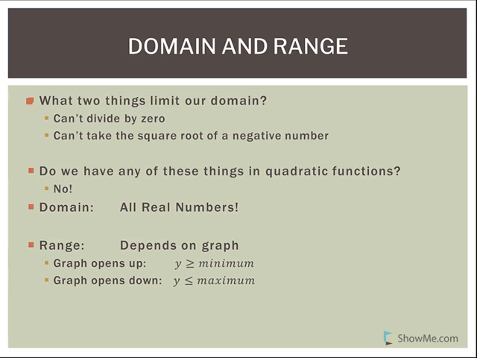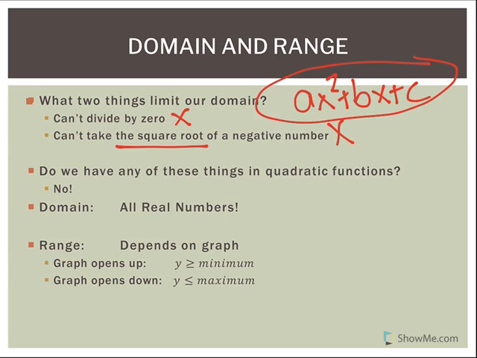So, things that limit our domain: dividing by 0. Well, if I ever have x squared plus bx plus c, am I ever dividing by an x? No, so this one can't happen. Do I have a square root anywhere in my equation? I don't. So if those are the only things that limit my domain, am I going to have a limited domain here? No. So our domain of our function is always all real numbers. If we ask you for a domain for any equation, it's all real numbers.